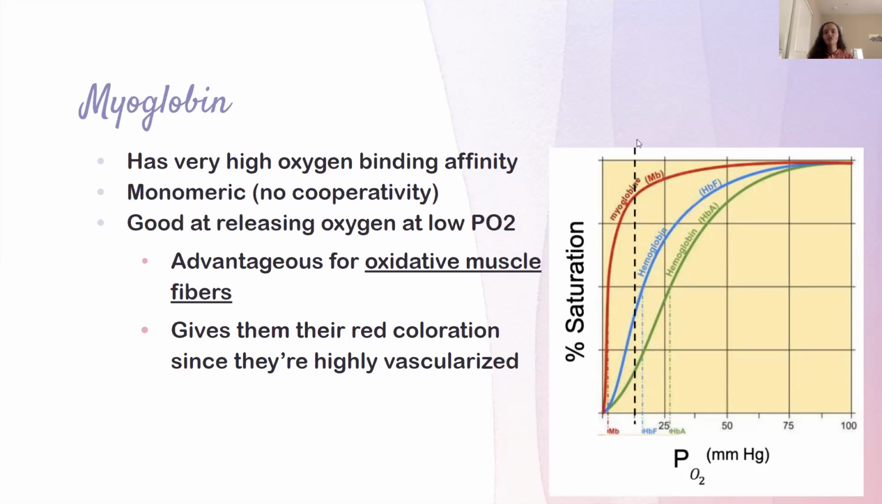It's good at releasing oxygen at low pO2 levels, so think about oxidative muscle fibers. Myoglobin is what actually gives them the red color, so it's really advantageous for exercising those oxidative muscle fibers and giving them their oxygen needs because they are highly vascularized.